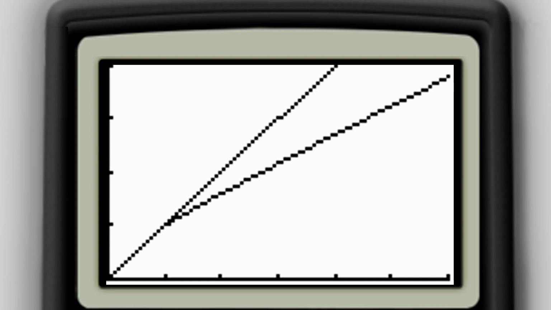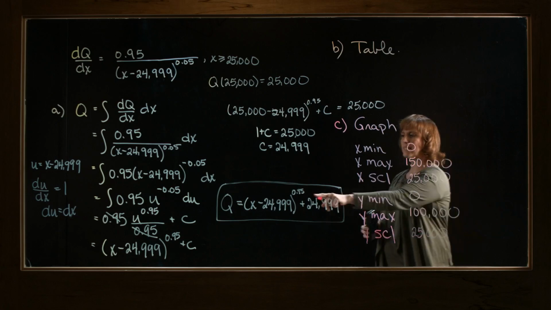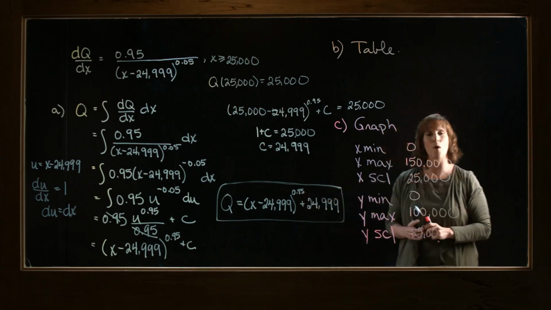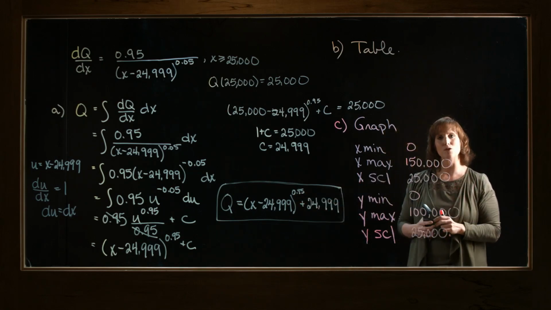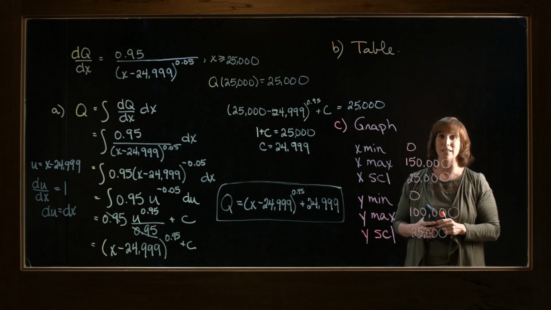One more thing I should probably point out. Even though our graph looks linear, our function Q is not really linear. But if you notice, this exponent is so close to 1 that at the part of the graph that we're zoomed into, it's going to look very linear.